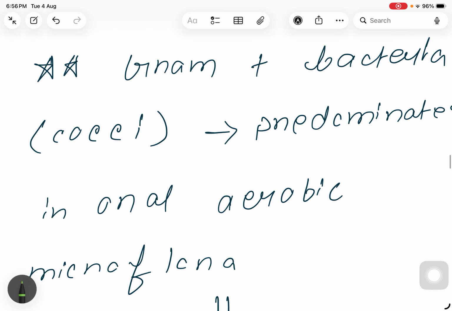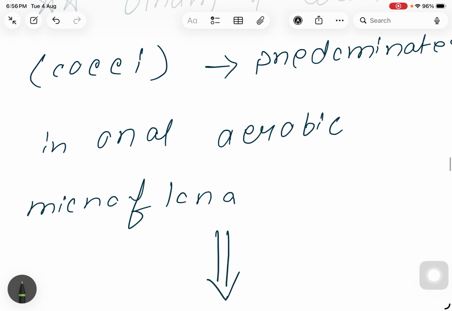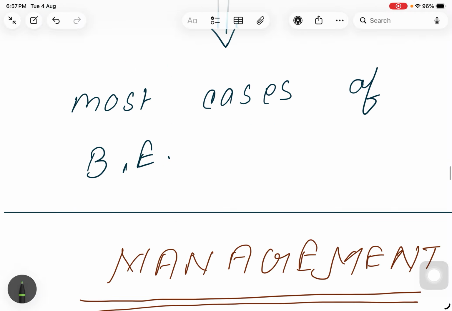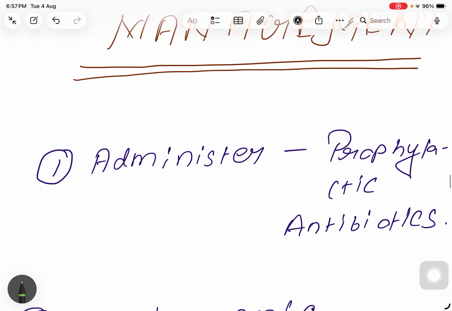And the most common bacteria that is responsible for IE is gram-positive cocci, that is predominant in the oral aerobic microflora. This is most commonly responsible for IE. Okay, this is also an important point for NEET and Viva. Okay, now management.